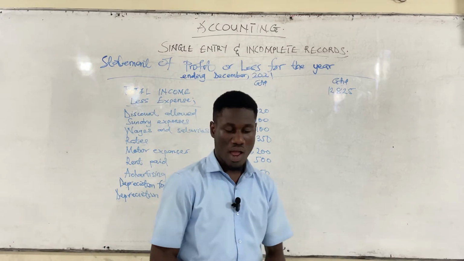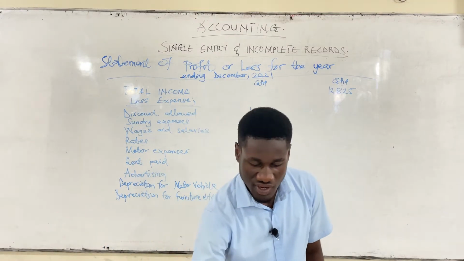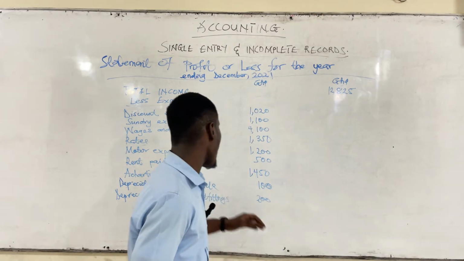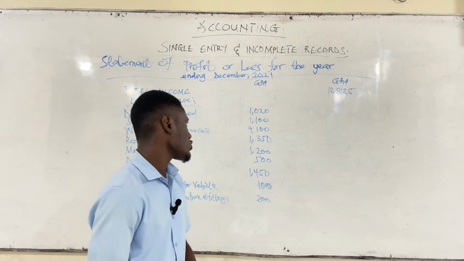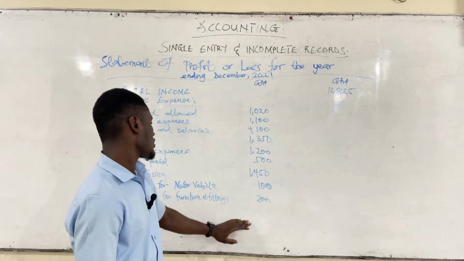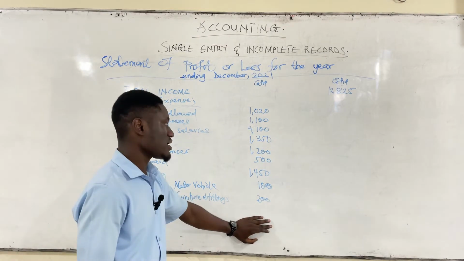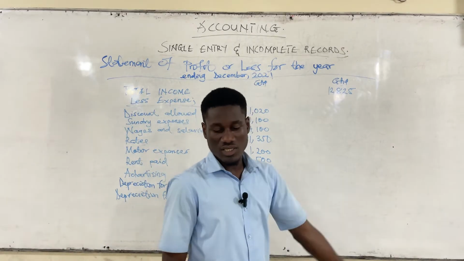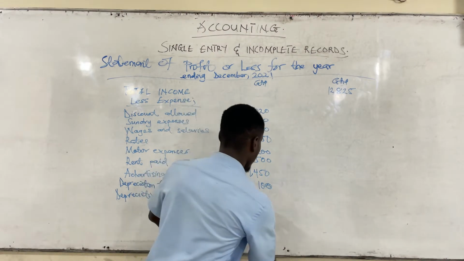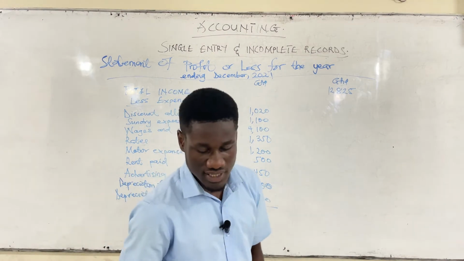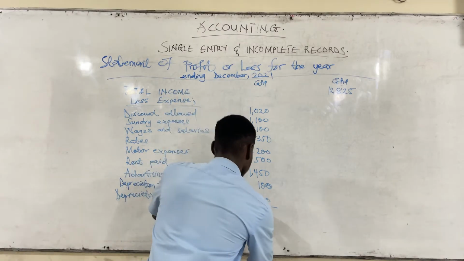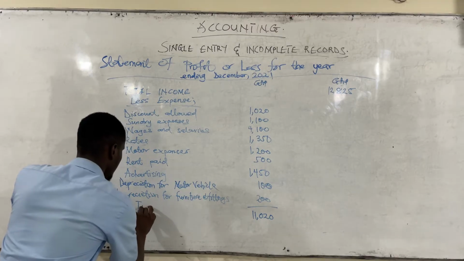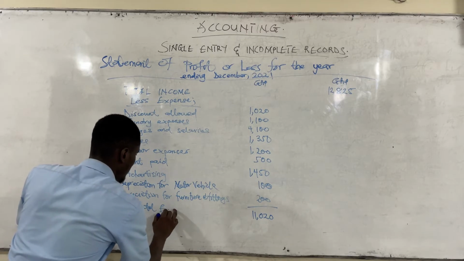So that's all for our expenses. So we check through if we have any expenses again. And I think there's no expenses again. And that's all for our expenses. So we are going to add all these expenses to get our total expenses. Then we'll less our total expenses from our total income. So when we add all these together, we are going to get 11,020, and this is going to be our total expenses.